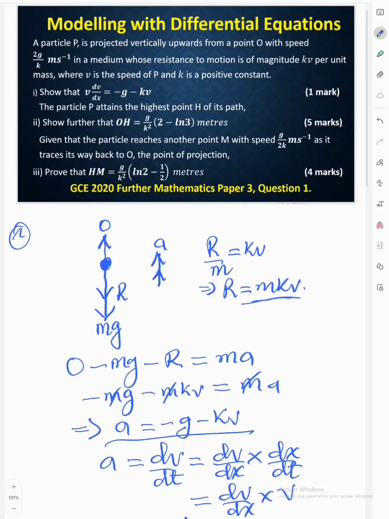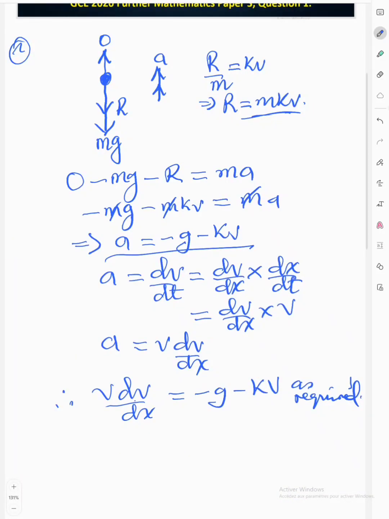We're asked to show in the first part that v dv/dx equals negative g minus kv. It should be noted that the solving is long, because you should be wondering why it's 1 mark and I've written so much. It's just to make sure that you follow the steps and understand what is happening. Normally, at the stage where you have a equals negative g minus kv, you are just supposed to replace a by v dv/dx, and you arrive at the statement that you are required to prove.